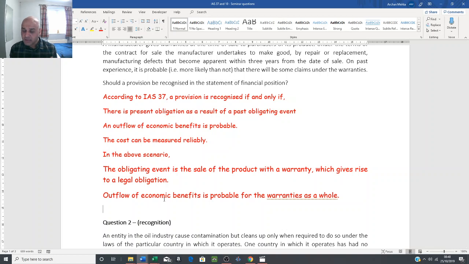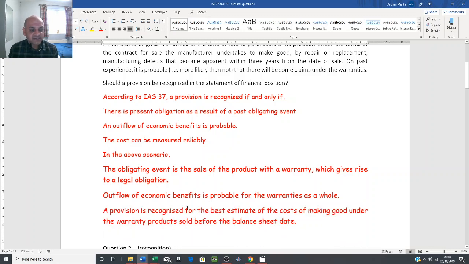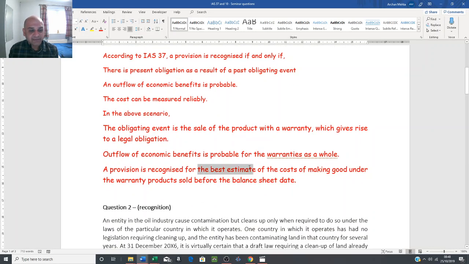probability and outcome valuation calculation over here, which we'll see in a minute. But if we can work out the cost of the probable outflow of economic benefits, we can actually recognize the provision. So the provision is recognized for the best estimate of the cost of making good under the warranty products and before the balance sheet date. So we need to work out the cost, and if we can do that, the provision is recognized.